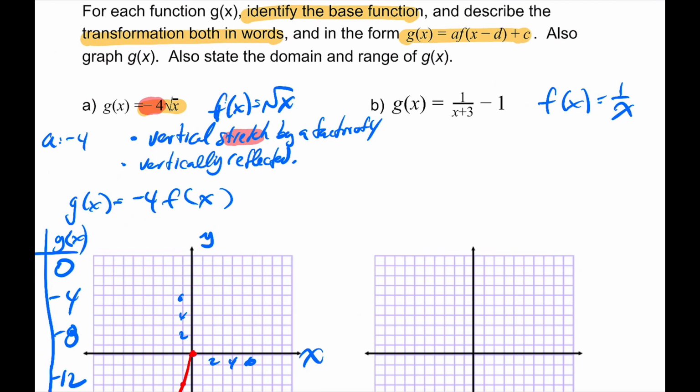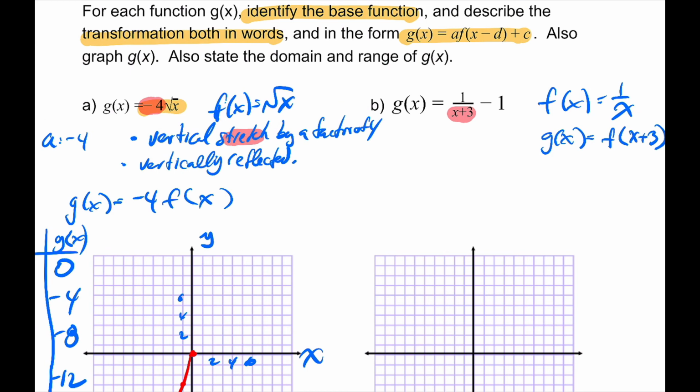So here's going to be g of x is equal to f of. The tricky part here is that since it's x plus 3, again, that reciprocal is in the denominator, so that is our function. That's going to be inside, x plus 3, and we just have a minus 1 on the outside. So here we just have a pure translation. There's just no vertical stretch or reflection on this.